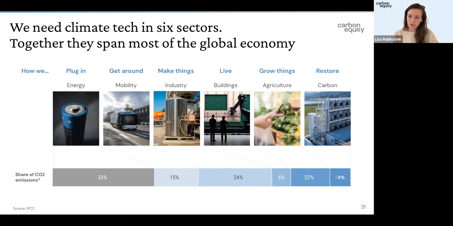About how we live, the buildings. And it's only 6% in this overview because only 6% of emissions are produced in buildings. So this is not about the materials, but it's about how we live in them. So when we turn on the heat, when we cook, when we turn on the air conditioning, all those kinds of applications. Then agriculture is another 22%.